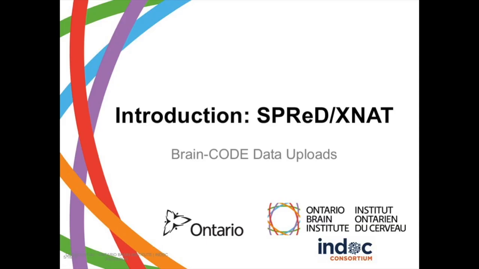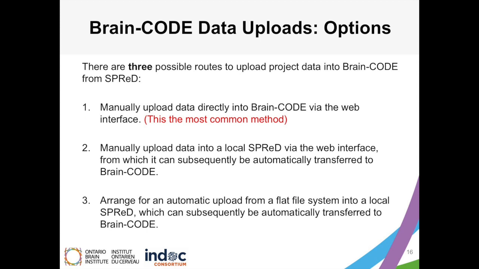BrainCODE file uploads. There are 3 possible routes to upload project data into BrainCODE from SPReD. 1. Manually upload data directly into BrainCODE via the web interface. 2. Manually upload data into a local SPReD via the web interface from which it can subsequently be automatically transferred to BrainCODE. Or 3. Arrange for an automatic upload from a flat file system into a local SPReD, which can subsequently be automatically transferred to BrainCODE.